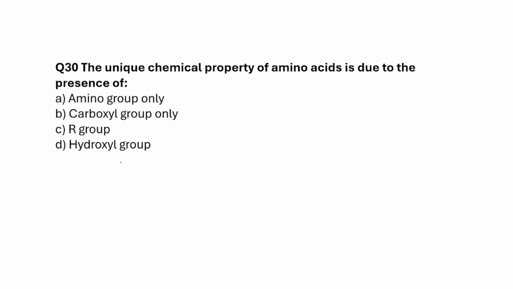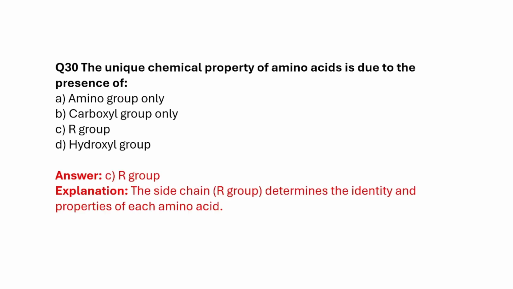The unique chemical property of amino acids is due to the presence of amino group, carboxylic group, R group, hydroxyl group. So it's basically this R group which confers a unique chemical property to each and every amino acid, because this R group changes with the change in amino acid. Okay, the rest of the groups remain the same.